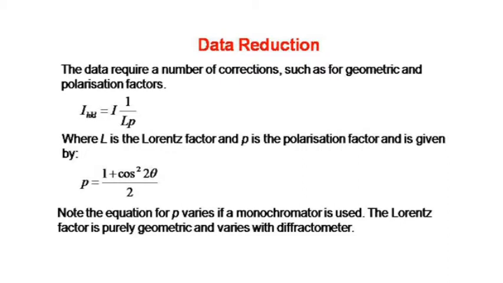Okay, you've collected data. You then have to go through a process known as data reduction. Firstly, you've got to correct for polarization factors, so these are the Lorentz and the polarization factors. The polarization factor, you can see, is a function of the Bragg angle, and the Lorentz factor is a geometric factor, and it varies from diffractometer to diffractometer. So these are just corrections you need to make to the data before you can do anything.